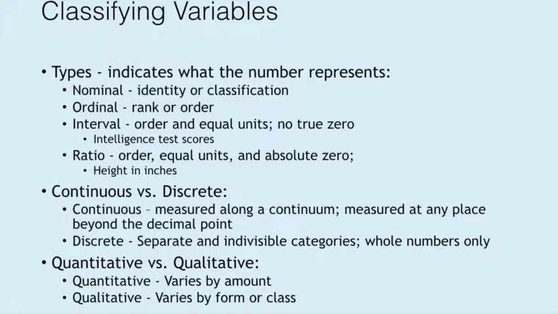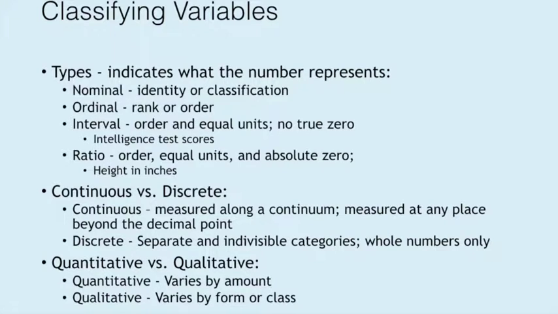An interval would be an order with equal units, but no true zero. So this would be intelligence test scores, the IQ scores. And then ratio would be ordered with equal units and an absolute zero. So an example of this would be height measured in inches.